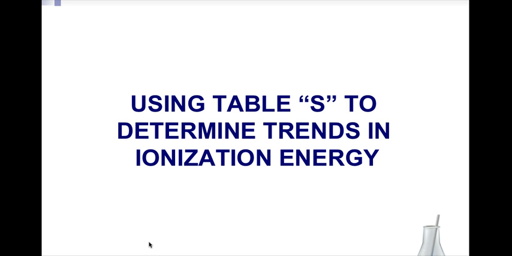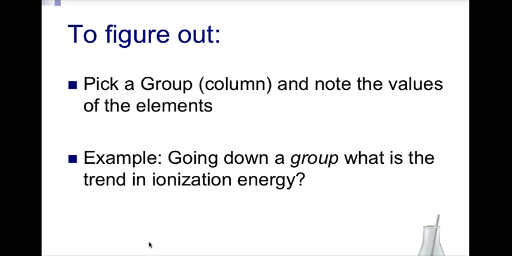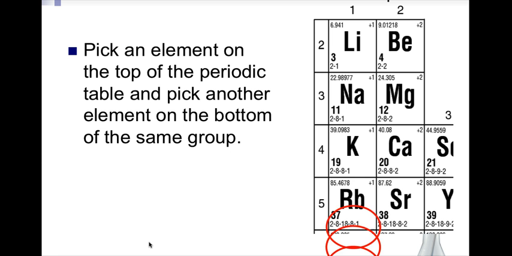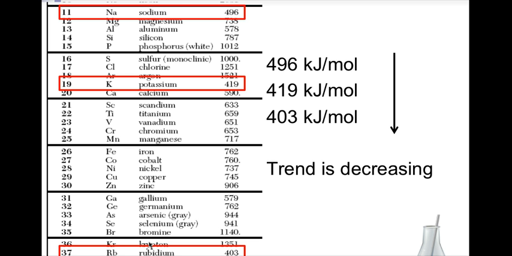So, using Table S to determine trends. What we need to do is pick an element in a particular group and look at the values of the elements. And then we're going to go down a group and find out what the trend in the ionization energy is. So we're going to look at sodium, potassium, and rubidium. Any group will work.